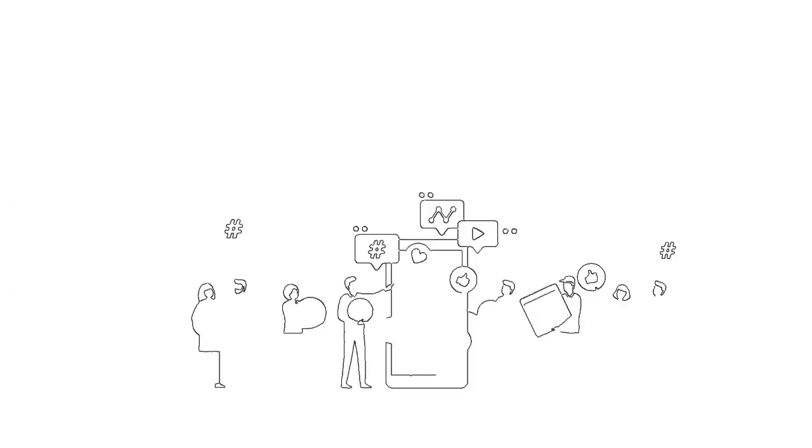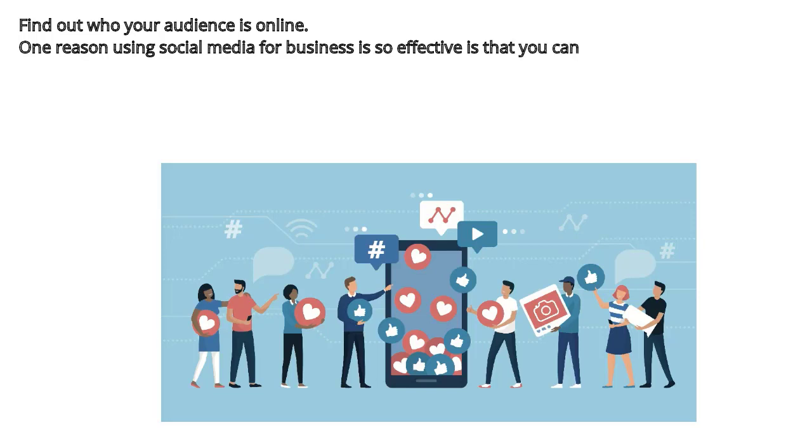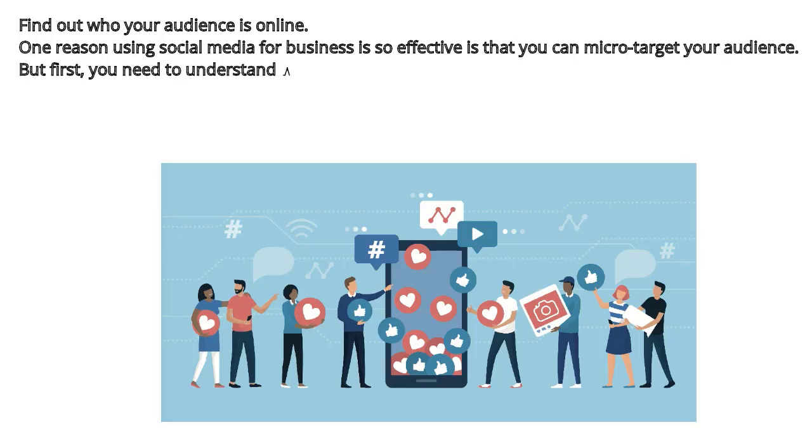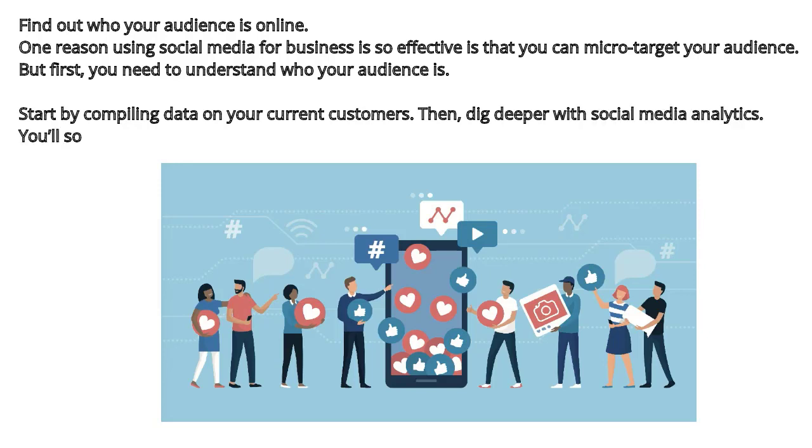Find out who your audience is online. One reason using social media for business is so effective is that you can micro-target your audience. But first, you need to understand who your audience is. Start by compiling data on your current customers. Then, dig deeper with social media analytics. You'll soon start to understand who's buying from and interacting with you online.